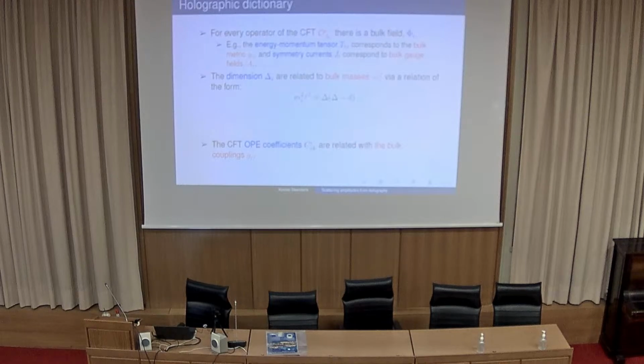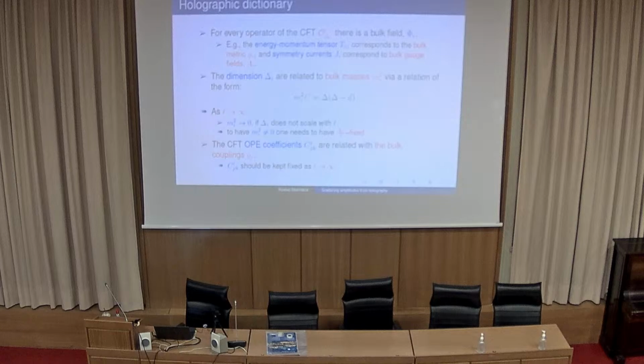Okay. Now, again, I need to review a couple of things about how the dictionary works in ADS. So the masses in the bulk of ADS and the dimensions in the boundary theory are related by relations of this form. This is for scalar fields, but there are similar relations for all cases. So delta in CFT maps to an M in ADS. And the OPE coefficients are related to the bulk couplings, the couplings that appear in the Lagrangian. So we have these relations.